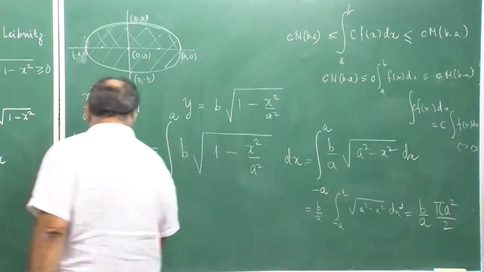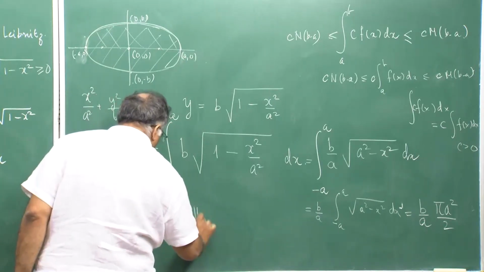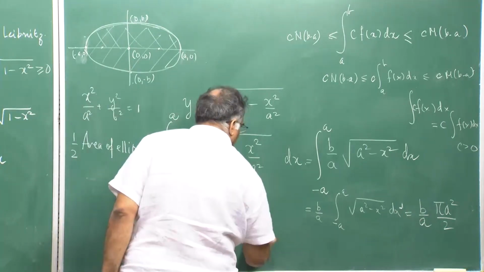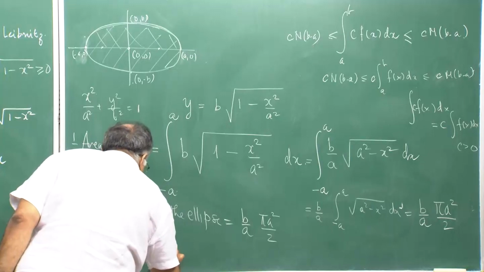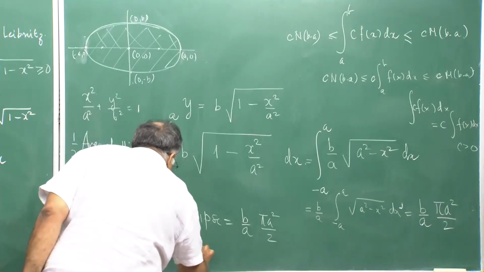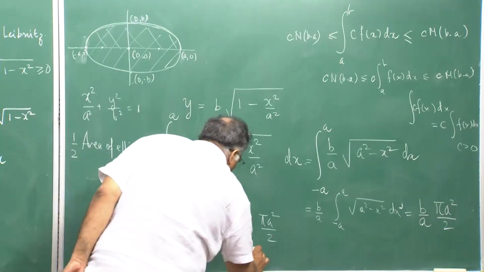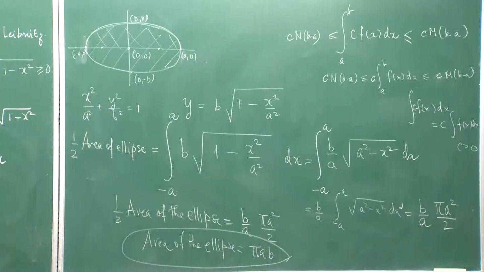So half of the area of the ellipse is equal to b by a into pi a square by 2. So a cancels because these are positive numbers, and the area of the ellipse is simply pi ab. See, you have done everything without any effort, and this is where the beauty of mathematics lies, that a lot of things, if you view them in the right way, can be done without effort.